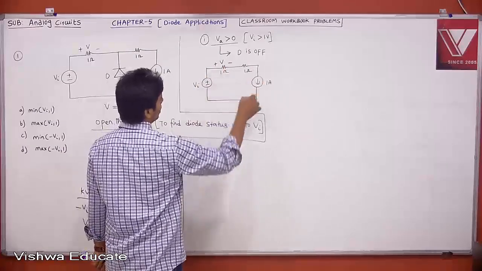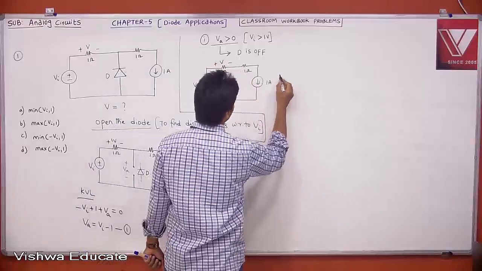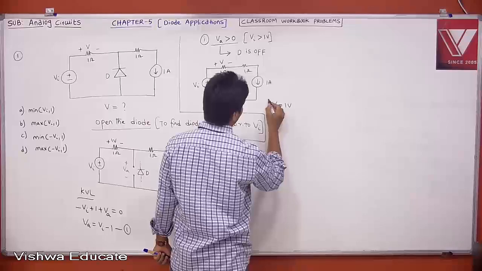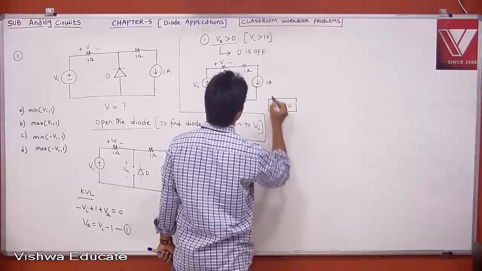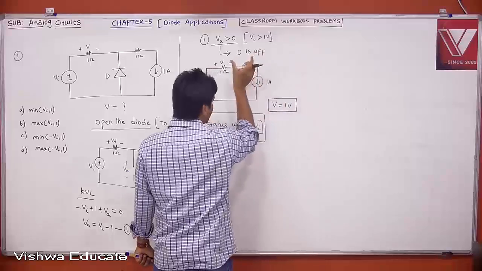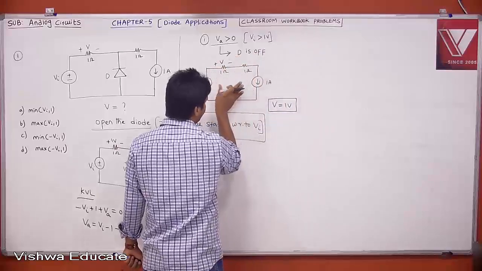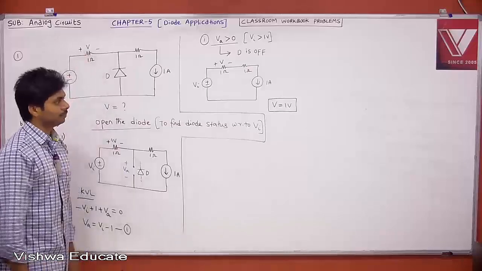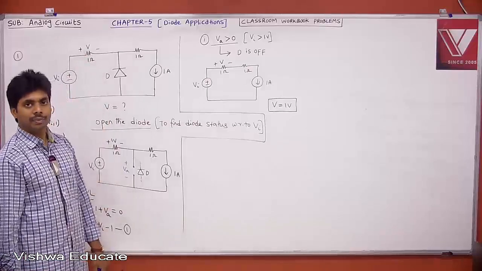In series, current is the same, right? Then your V is equal to 1 volt. You found your output with respect to your input. When Vi is greater than 1, because you know the status of the diode, then it is simply network analysis. We found your output, because ultimately I want to find V only, because that is the problem.